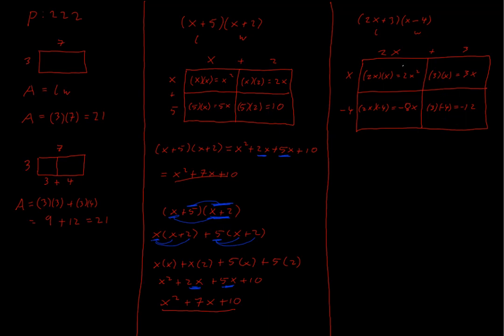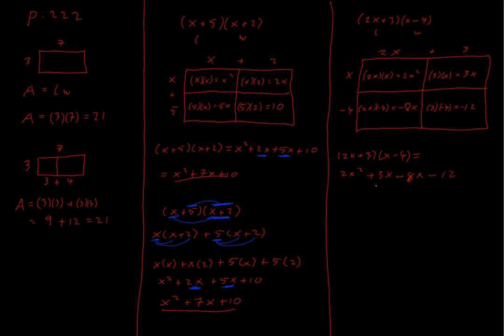And I know if I add up this area plus this area plus this area plus this area, it must be the same as the area of the overall block. So 2x plus 3 multiplied by x minus 4 is equal to 2x squared plus 3x, be careful of our signs, this is a plus 3x, minus 8x minus 12.